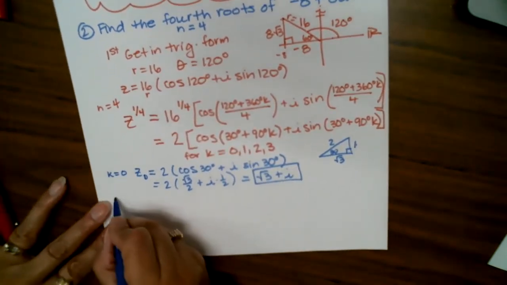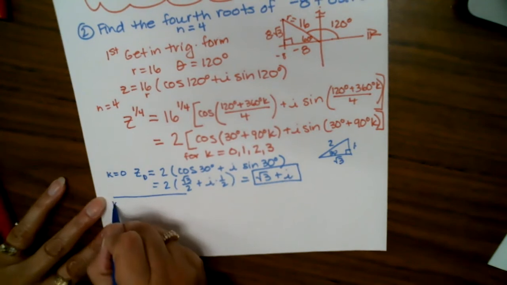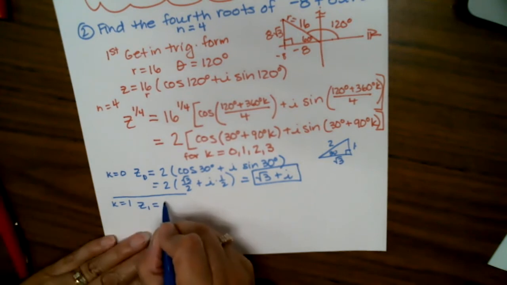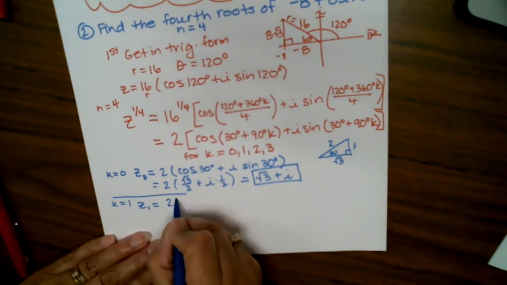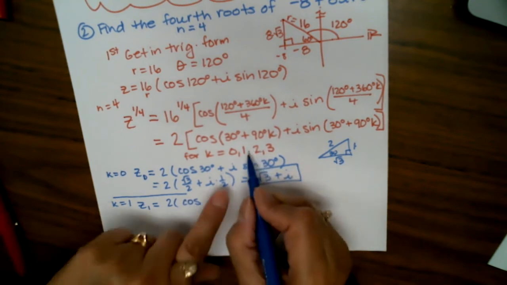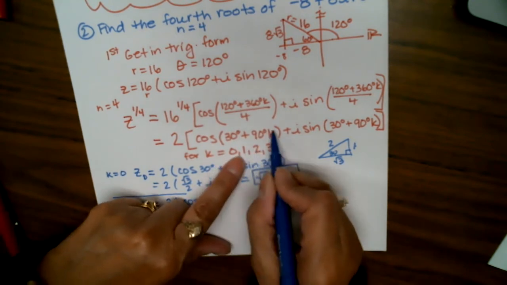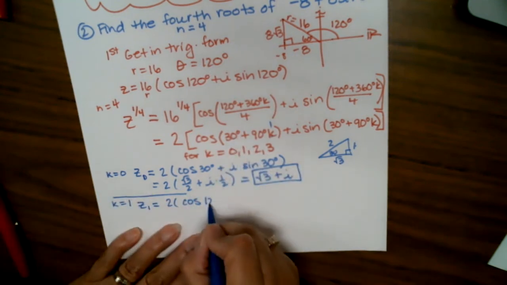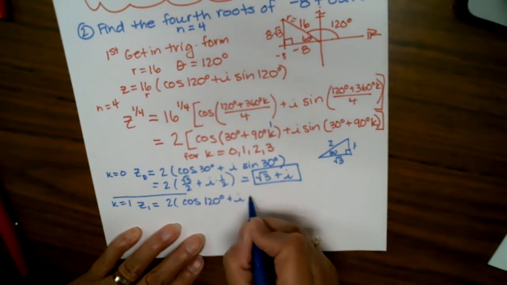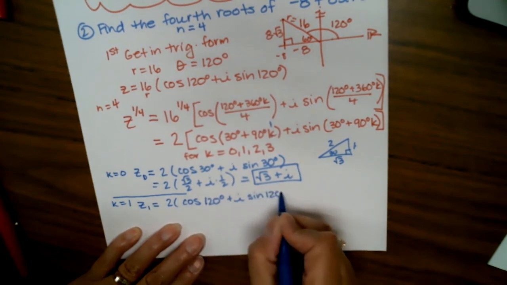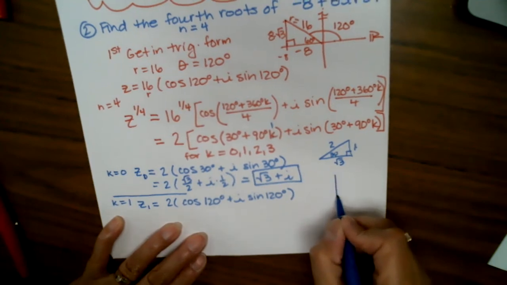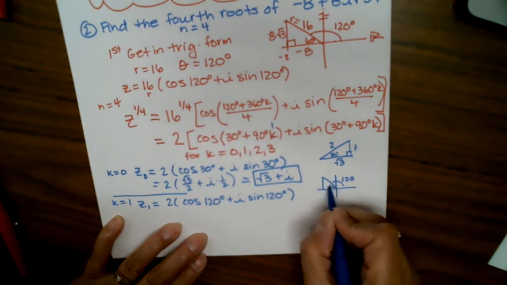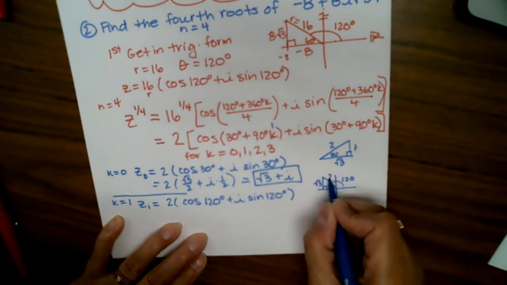Okay, let's try another one. I always kind of like to draw a little line here. Let's let k equal 1. Then z sub 1 is equal to 2 times the cosine of, now k is equal to 1, that's going to be 90 plus 30, which is 120 degrees, plus i times the sine of 120 degrees. Okay, let's see, 120 degrees. It's going to leave 60 here. That's going to be square root of 3, 2, negative 1.